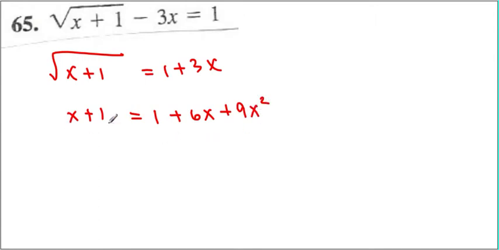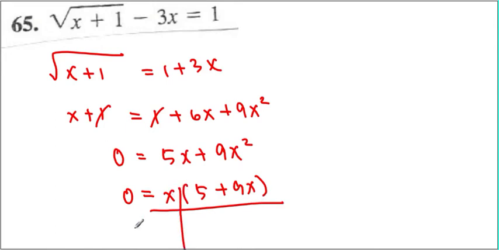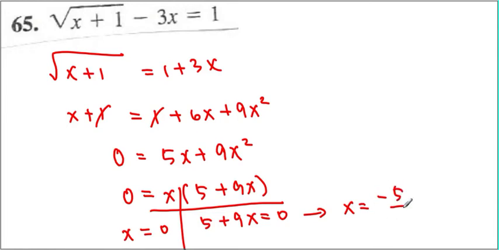Now when you subtract x and 1, then 0 equals, the 1 cancels out. Then we have 5x plus 9x squared. Once again, we can factor out the common factor, which is x. Then we have x times 5 plus 9x. Here, we can make the t-chart. Then we realize that x must be equal to 0, or 5 plus 9x must also equal 0. If you solve for x, then x will be equal to negative 5 over 9.